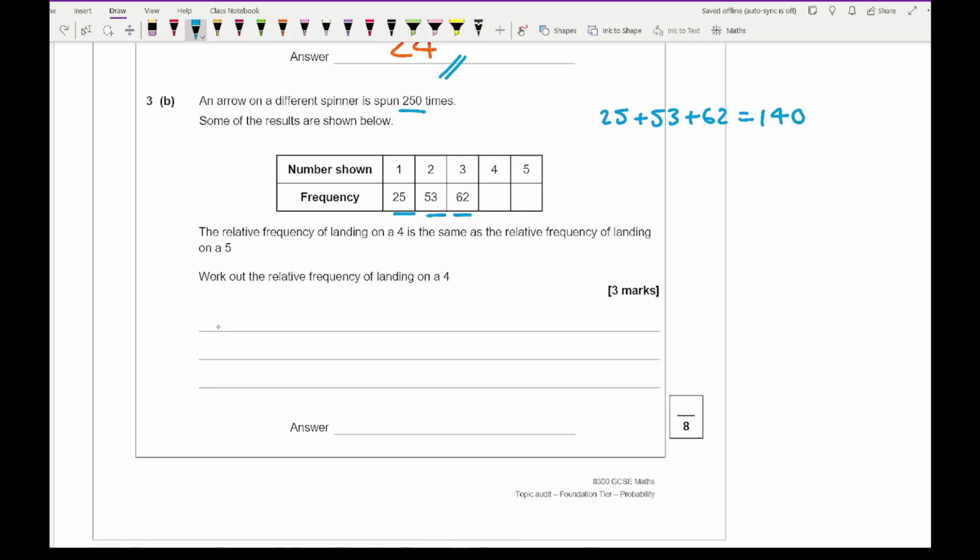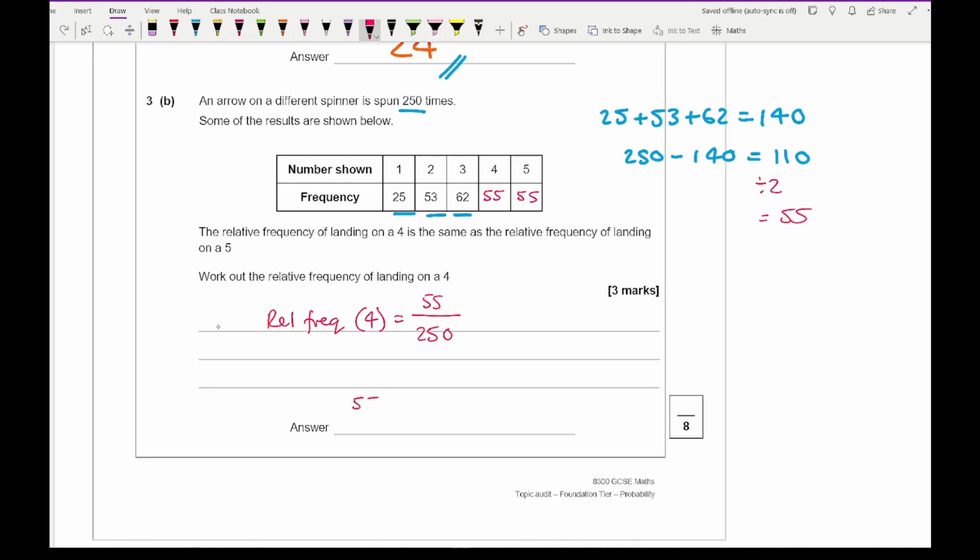Then if I take that number away from 250, I get 110, which means that if I divide that by 2, because it says 4 and 5 are going to be the same, that gives me an answer of 55. So these two numbers here are going to be 55. It then says what is the relative frequency of landing on a 4? Well, if I write rel frequency of a 4, that is the number of times it hits a 4, which is 55, over the total number of trials, which is 250.